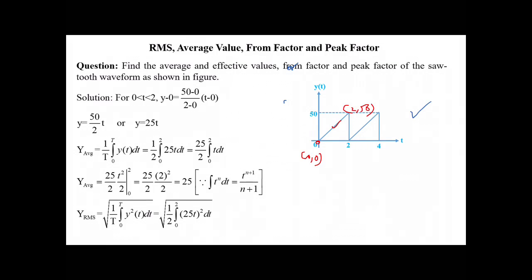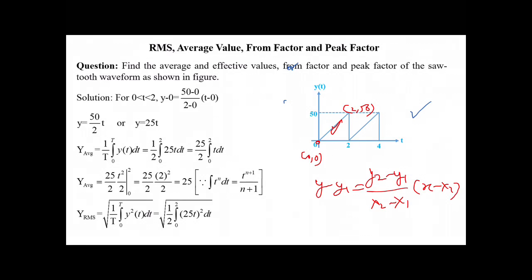50. So we know the coordinates for this line, so we can write down the equation for this line. y minus y1 equals (y2 minus y1) divided by (x2 minus x1) into (x minus x1). From these coordinates we know the value of x1, this is the value of x1 and this is the value of y1. This is the value of x2 and this is the value of y2.